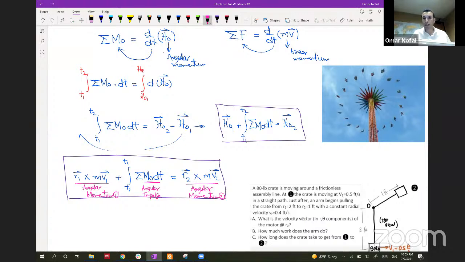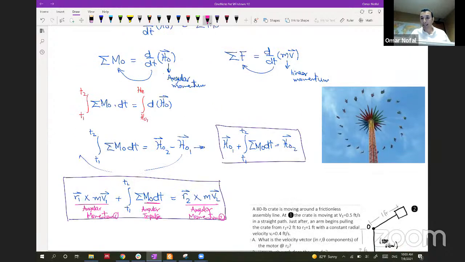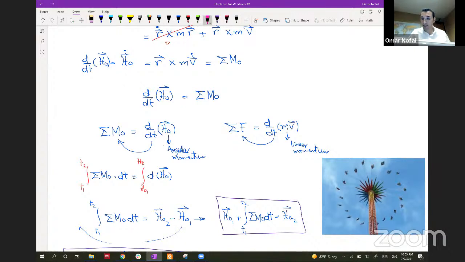I just want to bring your attention to how you can take this moment. Sometimes you get confused in having this moment. Let's have this example, which is very good to explain how we can get the moment. You have a column like this, and you have cable like this. In this cable, there's somebody sitting here, and this cable is spinning around this column, and you have many of them.